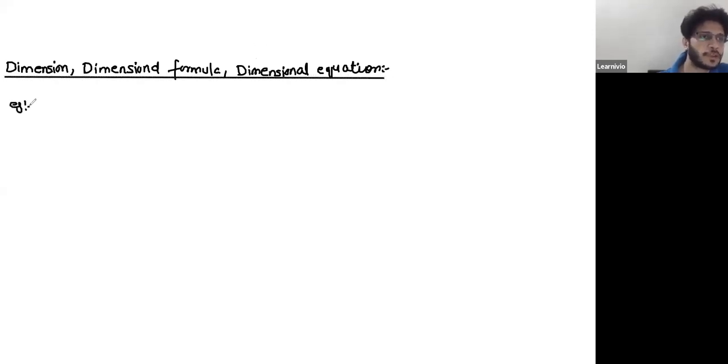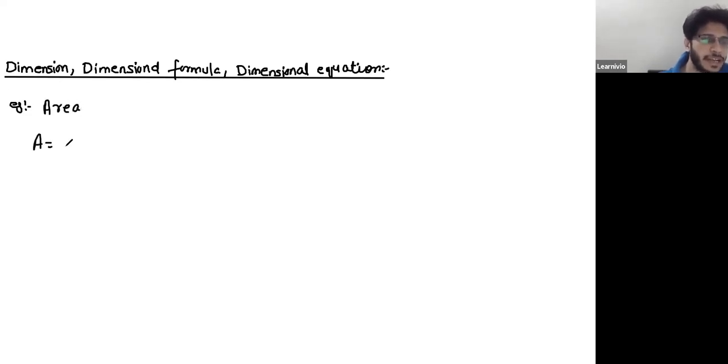So see, you can express all derived quantities in terms of fundamental physical quantities. When you express derived quantities in terms of fundamental ones, you come across terms like dimension, dimensional formula, and dimensional equation. Let's start with a very basic example like area.